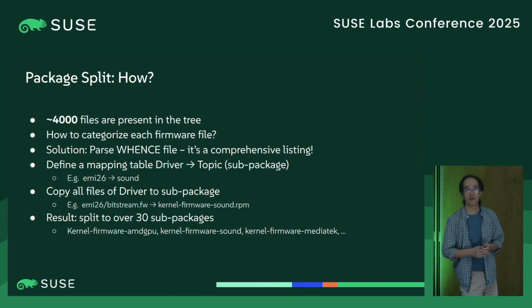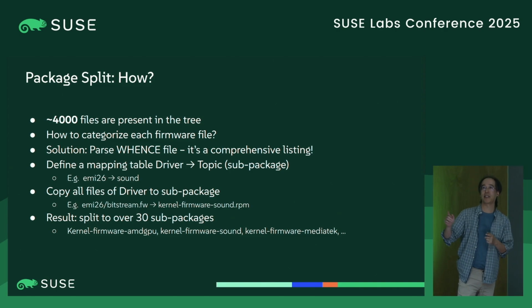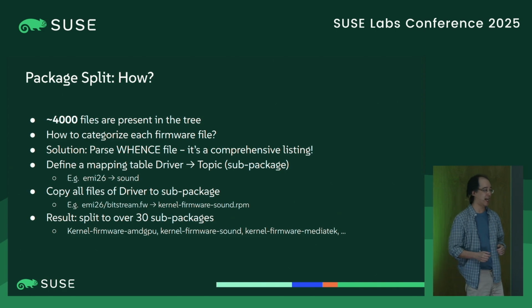And then we know the EMI26 driver's firmware files are all going to the kernel-firmware-sound package. So we repeat this for all driver sections and end up with more than 30 split packages, like kernel-firmware-amdgpu or sound or MediaTek. This split was determined by roughly estimated sizes of each group. Sometimes it's a hardware component, sometimes it's a vendor or driver, depending on how many files or how much the size is.